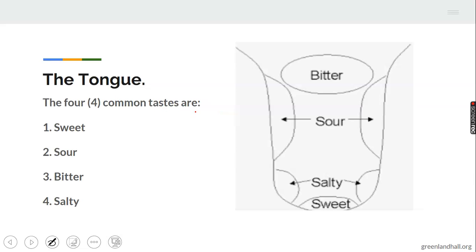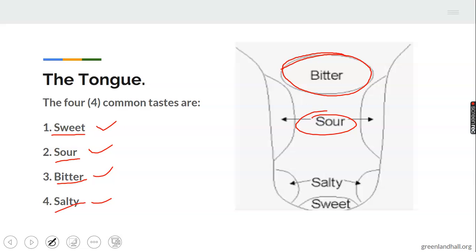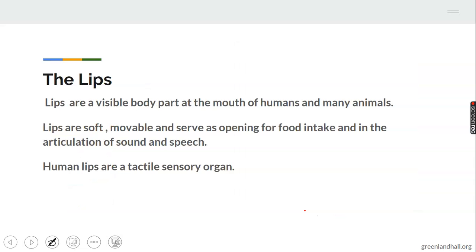Now look at the 4 common tastes that the tongue detects. We have the sweet. When something is sweet, your tongue detects it. We have the sour, we have the bitter, and then we have the salty. These are the 4 main. You can see this part of the tongue is responsible for detecting bitter taste. We have the sour taste here. We have the salty taste at the side, and the tip of your tongue detects sweet things that you put into your mouth.